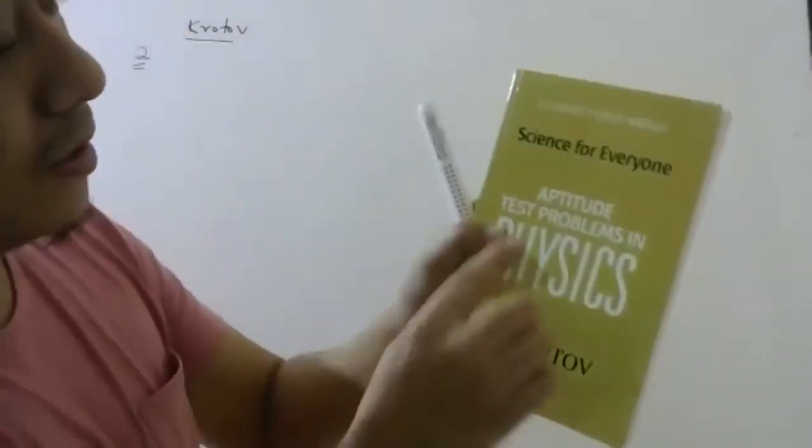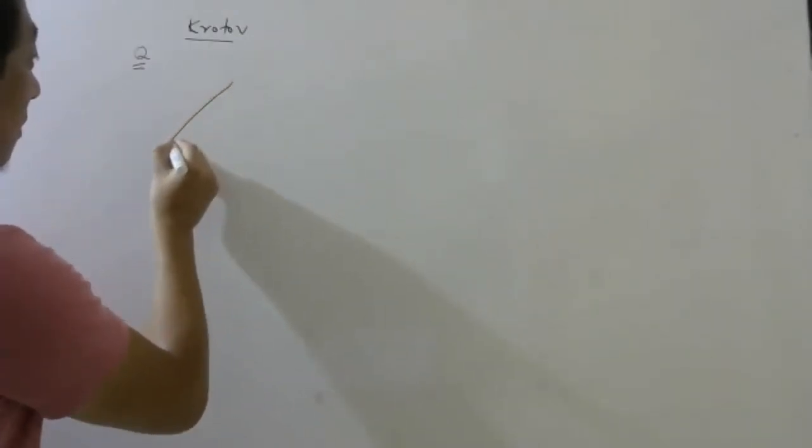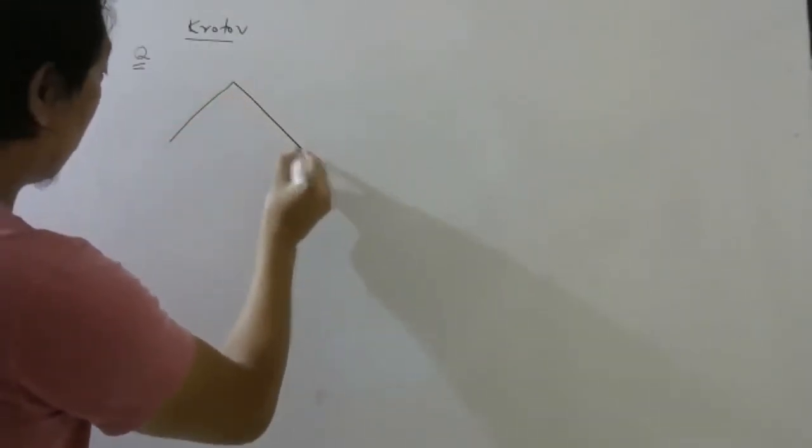So this is Kroto book, okay? An aptitude test problem book, very thin, okay? So it has got very classic problems. So one of the problems is: there is a system of rods.